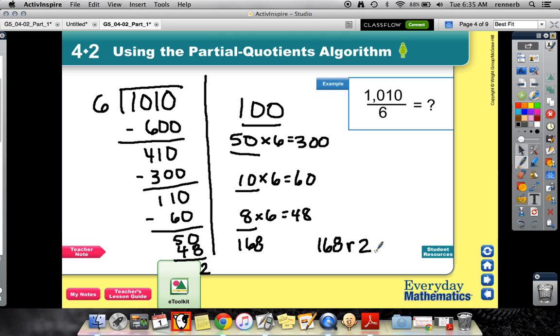Now, remember, don't get tricked up. It's okay. If you don't understand, we're going to talk about it more tomorrow. It's just another way to solve a multiplication and a division problem.